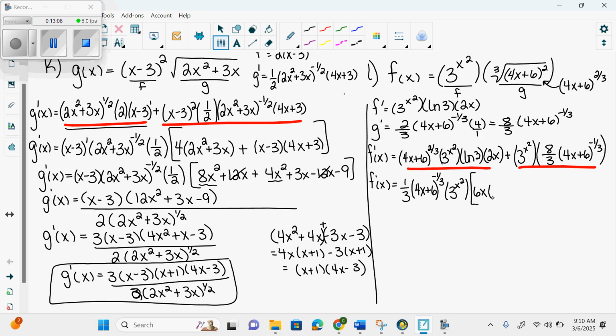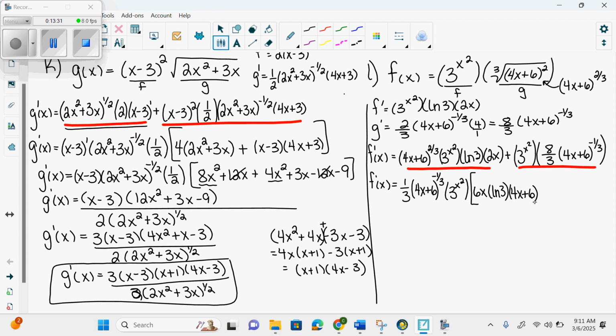The ln 3 is staying. The 3x squared is going. And what's happening with this 4x plus 6 to the 2/3? It's going to become what? 4x plus 6 to the 1. Because what's 2/3 minus a minus 1/3?